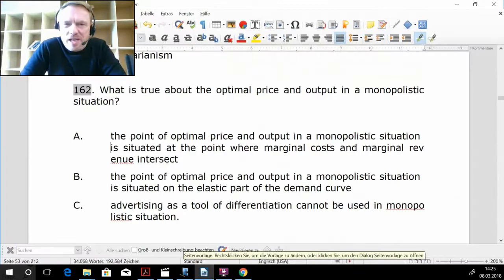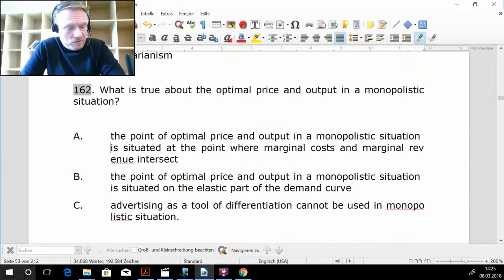All in all, if we take a look again at question A, question 162 of those mock exam questions, the point of optimal price is situated at the point where marginal cost and marginal revenue intersect is not true at all. It would be true if we took a look only at the quantity, but it's not true if we take a look at the price. So A is wrong. A, unfortunately, is wrong.